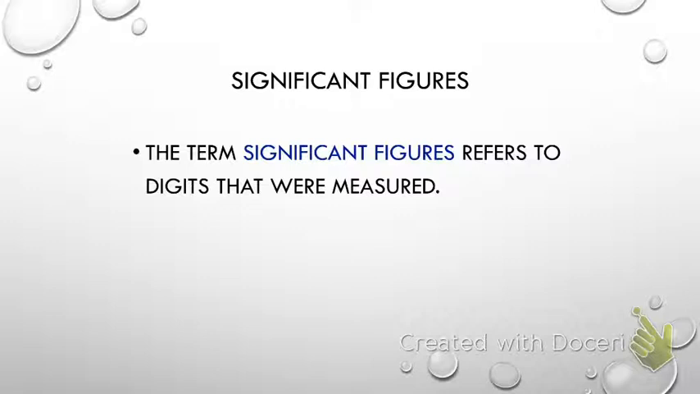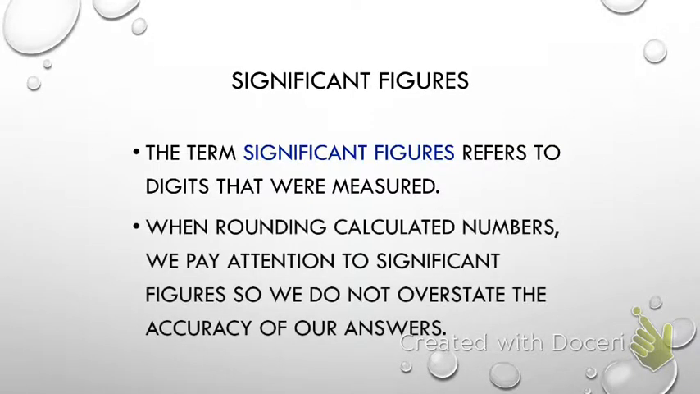Significant figures refers to actually the number of digits that have been measured. Okay, it helps give an idea of how accurate or precise the measurements are. So what makes something significant? We're going to go over the rules and I'll give you examples as we go along the way. When you round calculated numbers, we have to pay attention to significant figures so we don't overstate the accuracy of our answers. There is a limited accuracy to anything as we do mathematical calculations.